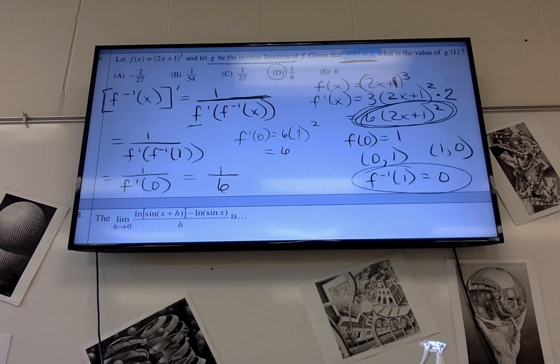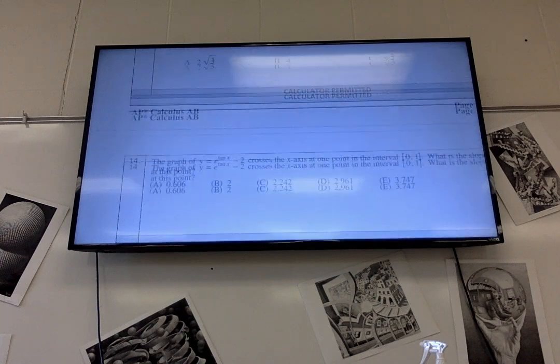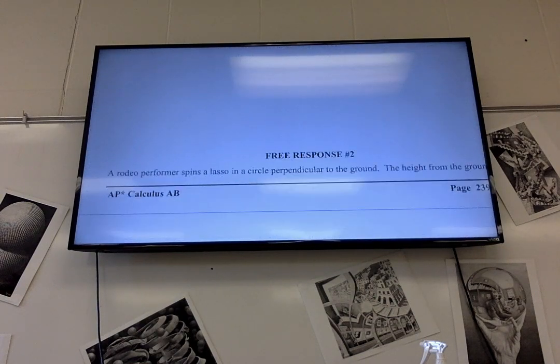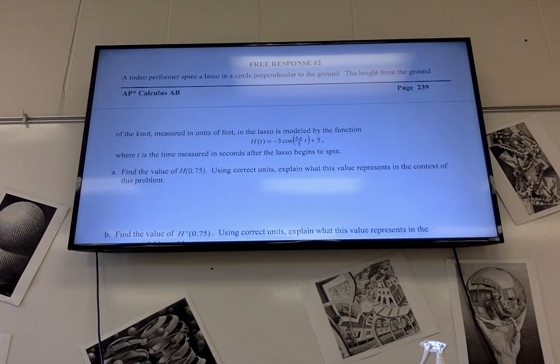All right, I'm going to skip ahead so that we can practice a free response question. I want to do a calculator free response question because that's the kind of test we're going to have tomorrow. So here we go.